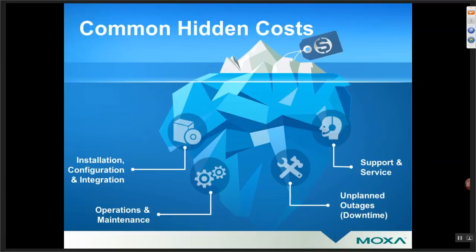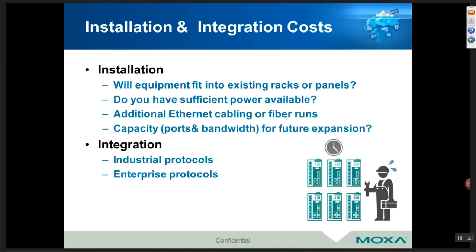So in addition to the purchase price, as the networks get more and more complicated, the time and effort to install and configure and integrate them with their existing systems can be pretty substantial. Again, as that complexity increases, the amount of maintenance to keep the networks running increases. Downtime is absolutely the number one cost that people are trying to mitigate. And then the support and service costs. And so we'll go into those in a little more detail.